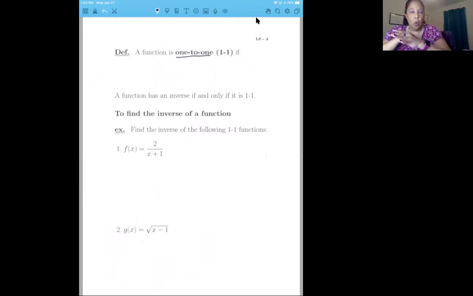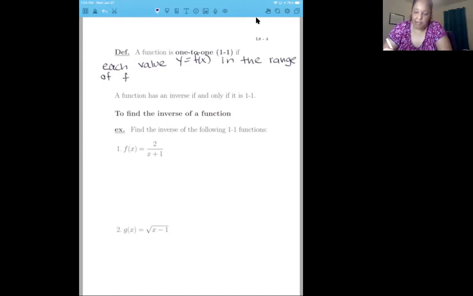So we need to know what a 1 to 1 function is. A function is 1 to 1 if each value y equals f of x in the range of f is assigned a unique x value.